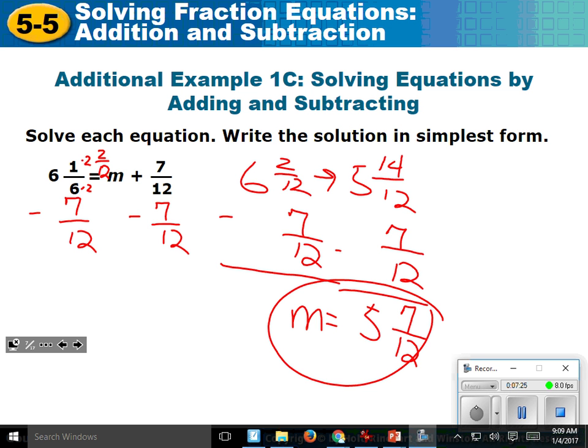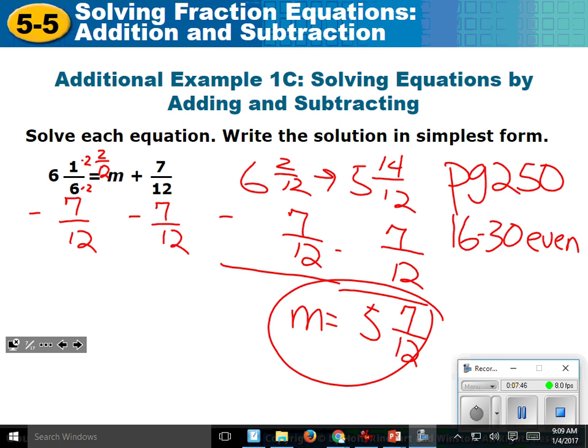So here's what I want you to do for homework. Page 250, 16 to 30 even. And then 38 to 44 even.